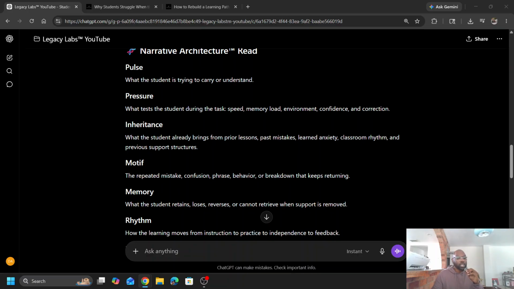Pressure. What tests the student? Speed, memory load, being watched, the fear of being wrong, too many steps at once. The moment support gets removed, pressure shows us where the structure is weak.